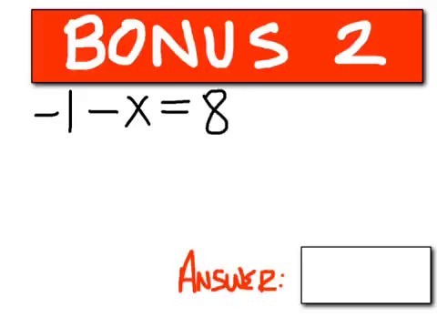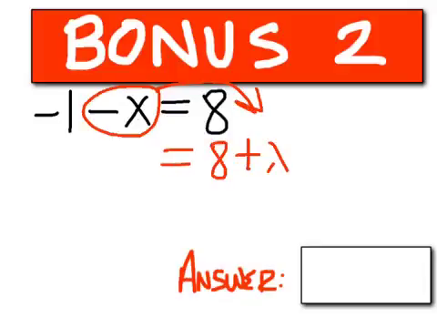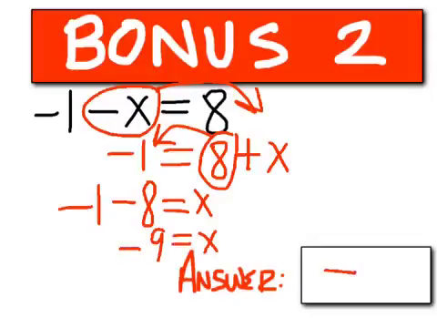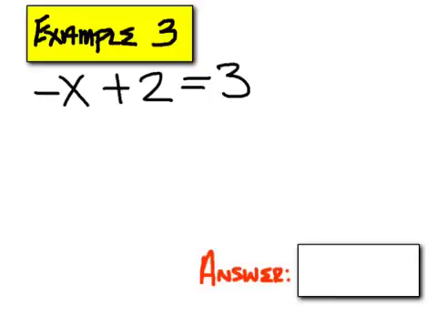Okay, we have -1 minus x is equal to 8. We need to make our x positive. So we bring it over to the right side. So we have 8 plus x is equal to -1. Now we need to bring our 8 to the other side to get our x by itself. So we have -1. When we bring our 8 to the other side, it makes it negative. So that's -8 is equal to x. -1 minus 8 is -9. So your answer should be -9.